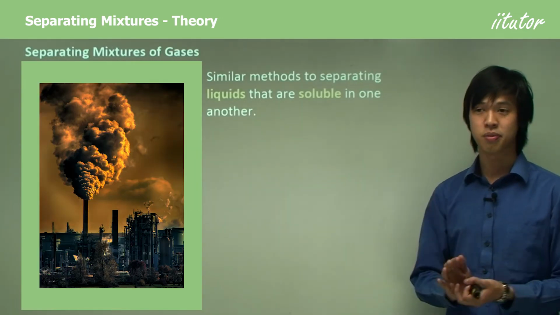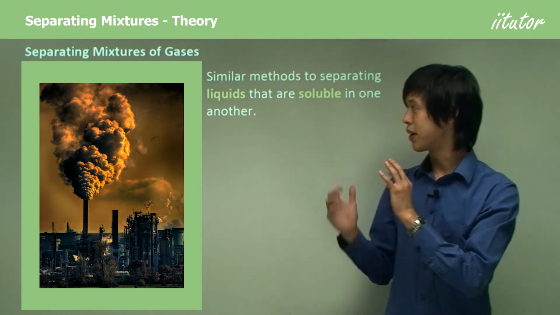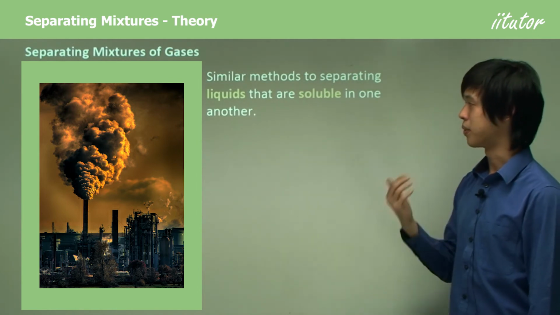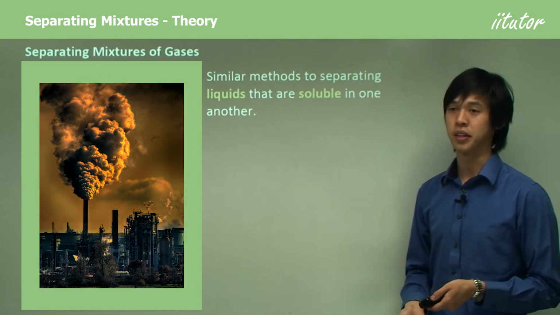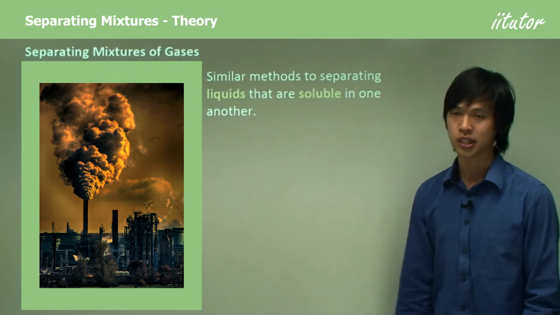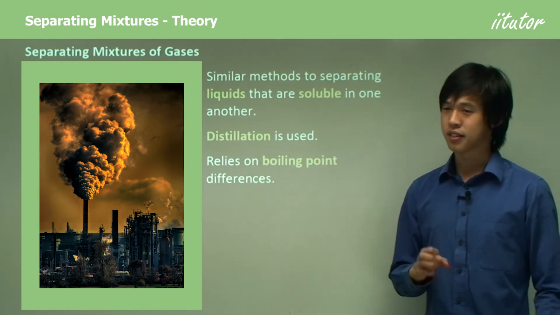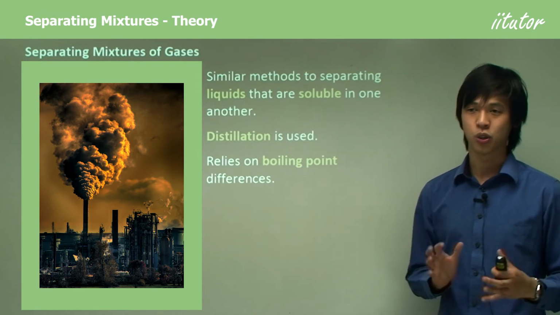Okay, so lastly, there's also mixtures of gases. We've talked about separating solids, separating different types of liquids. Now we're going to talk about gases. We use a similar method to separating liquids that are soluble in one another, because gases are essentially soluble in one another. It's called distillation. And again, it relies on boiling point differences, whereas it's slightly different from a chemistry point of view simply because instead of heating it, we actually cool the gases.